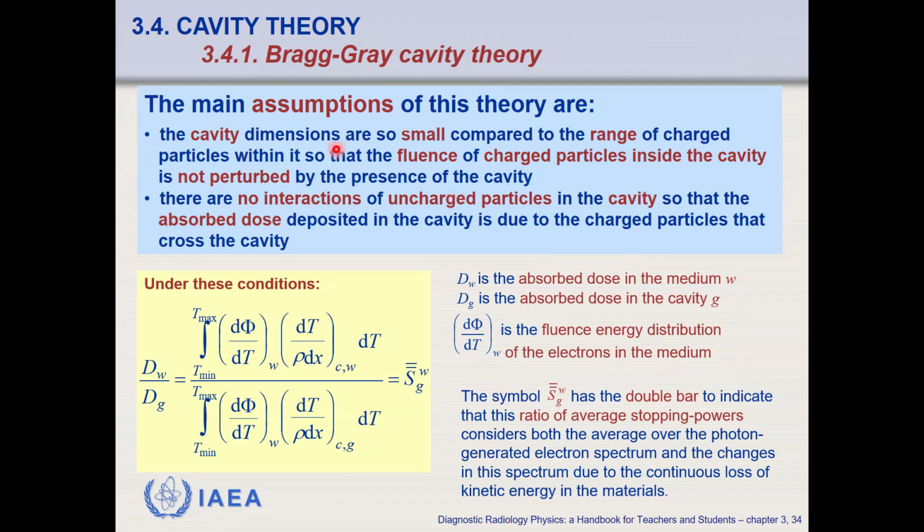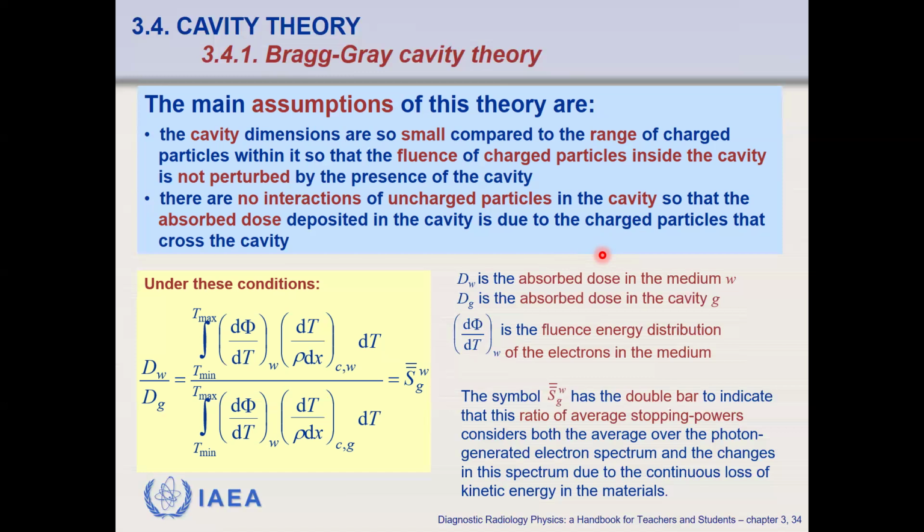So the cavity dimensions are so small when compared to the range of charged particles within it, so that the fluence of charged particles inside the cavity is not perturbed by the presence of the cavity. We have another assumption, which is that there are no interactions of uncharged particles in the cavity, so that the absorbed dose deposited in the cavity is due to the charged particles that cross the cavity.